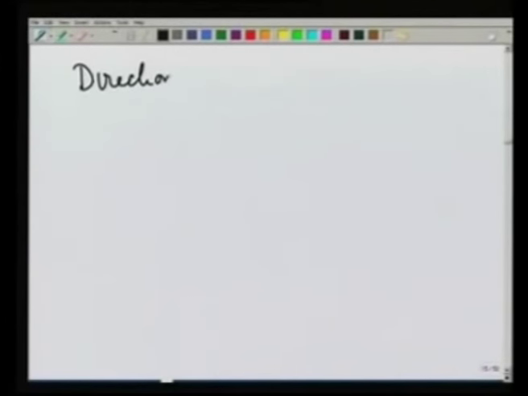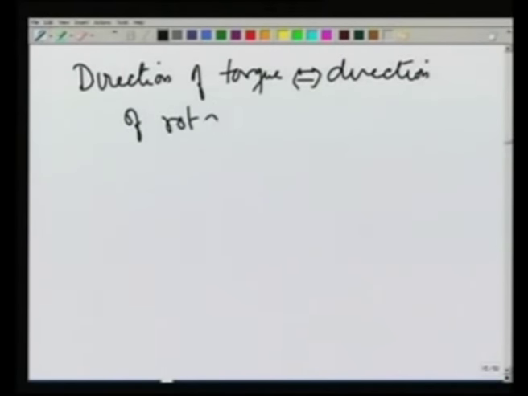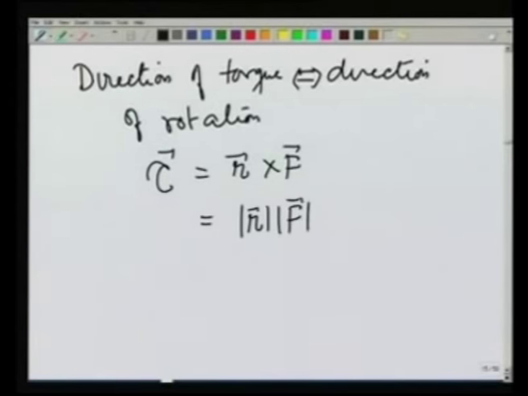How do we relate the direction of torque to direction of rotation? So, if torque is given by r cross f, it is going to be equal to magnitude of r, magnitude of f, sine of theta n, where n is the vector that is given by this thumb when r is turned towards f through the smaller angle.